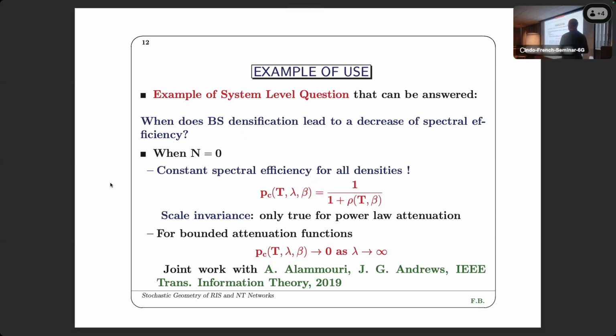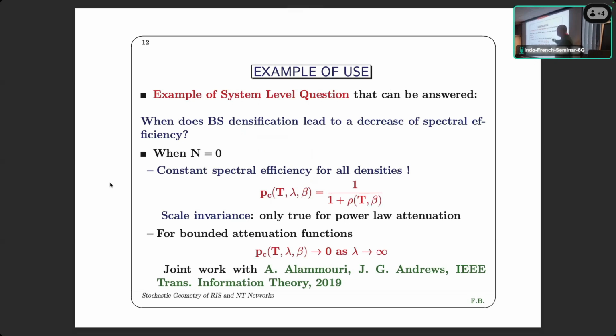That's it. And so there are lots of system-level questions. Really, it's a system-level analysis, like in statistical physics, where you take everything into account, including the reciprocity. The other base stations also serve their own users, right? And you can start asking lots of beautiful questions. For instance, here is one that I will come back to. When does BS densification lead to a decrease of spatial efficiency? Think of the mean Shannon rate for the typical user. Can you densify forever? And what do you get?